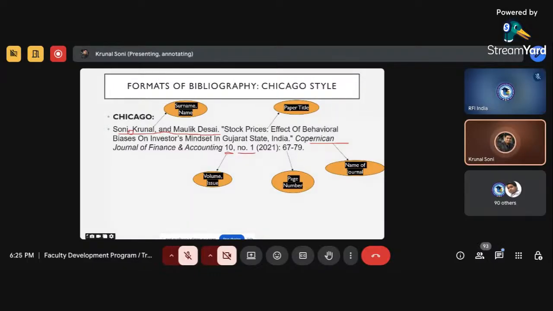In MLA, it was a dot only. In APA it was in brackets, but in Chicago it is a comma, and you write "no." with a dot, that is number, for whichever issue number you are representing. So this is how the format has been changed.